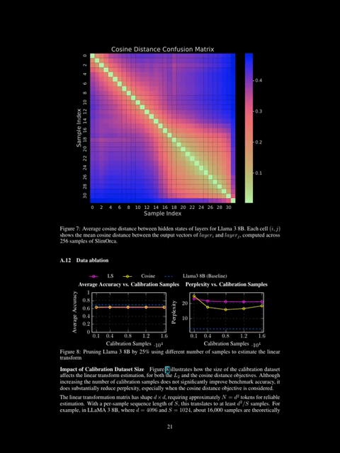Figure 8 illustrates how the size of the calibration dataset affects the linear transform estimation for both the L2 and the cosine distance objectives. Although increasing the number of calibration samples does not significantly improve benchmark accuracy, it does substantially reduce perplexity, especially when the cosine distance objective is considered.